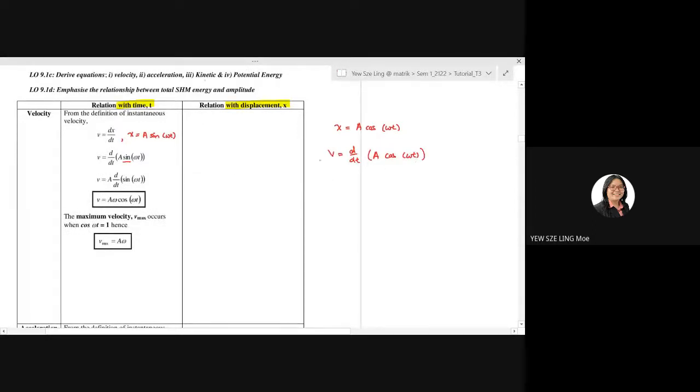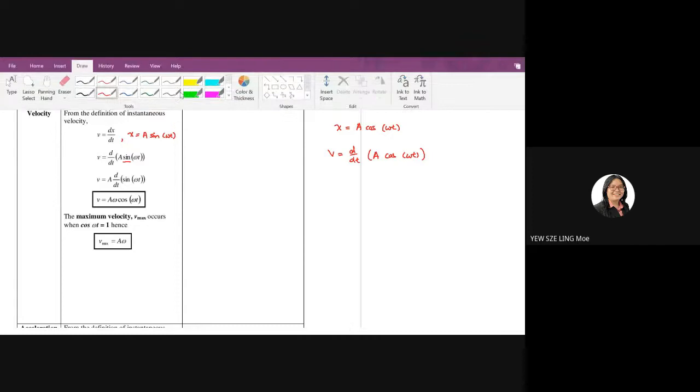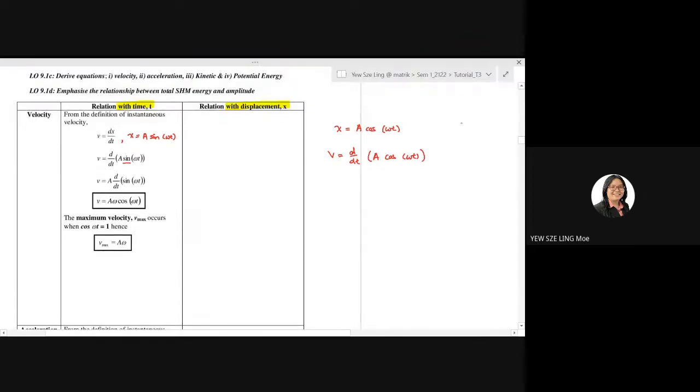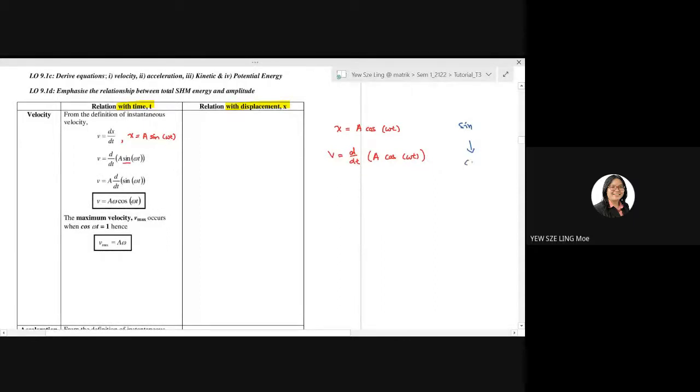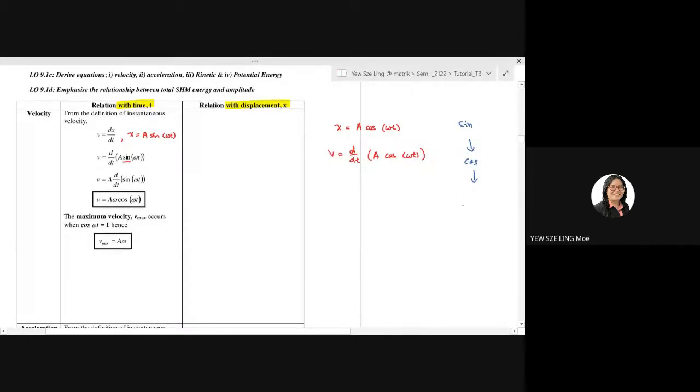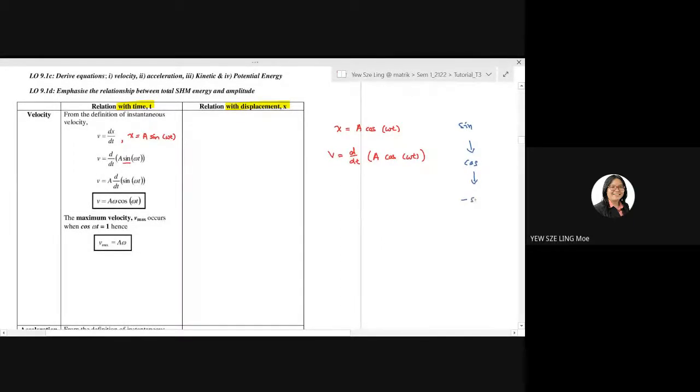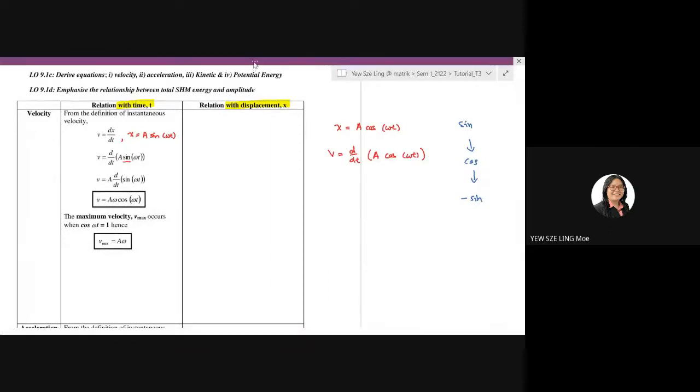Now, this is the part that you have to be careful with. If you differentiate sine, it will give you cos. But when you differentiate cos, it will give you negative sine. So you will have a different equation here.